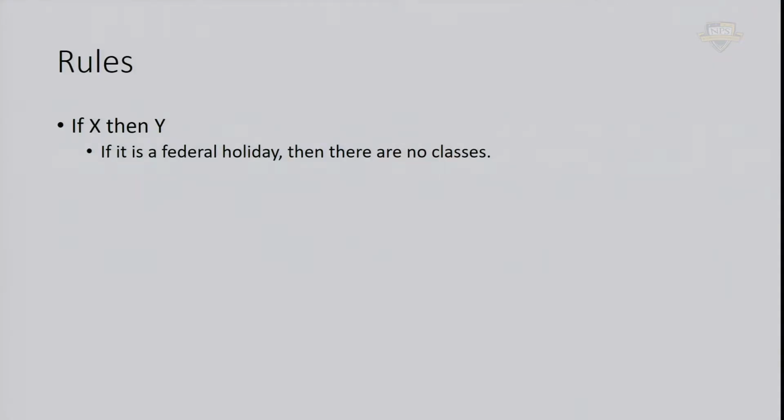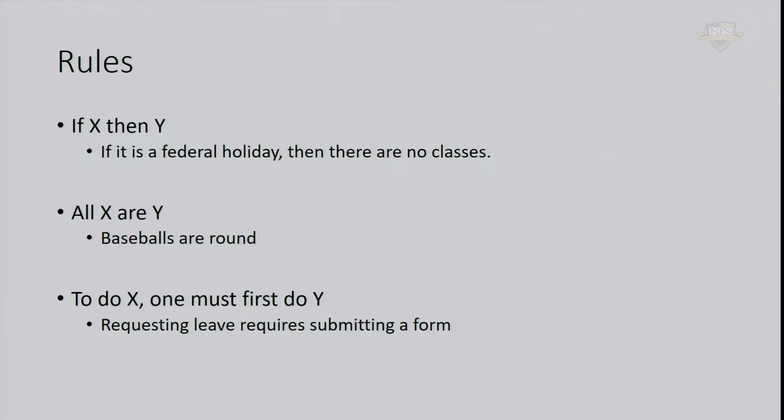So when I talk about a rule, what I'm talking about is some relationship among symbols. So a rule just establishes a relationship among symbols. This could be an implication. So we could say if some condition holds true, then something else becomes true. So if it's a federal holiday, then we have no classes. This could be a fact, just saying all objects of some type have some properties. So all baseballs are round. Or this could be saying we need some prerequisite in order for something else to happen. In order to request leave, we need to submit a form. So these are just some examples. There are a much wider variety of how you might establish a rule, but they're essentially just statements that establish a relationship among symbols.